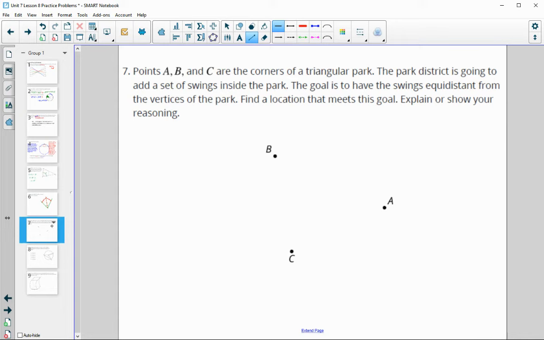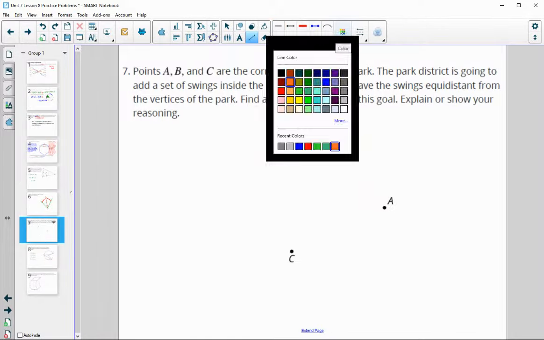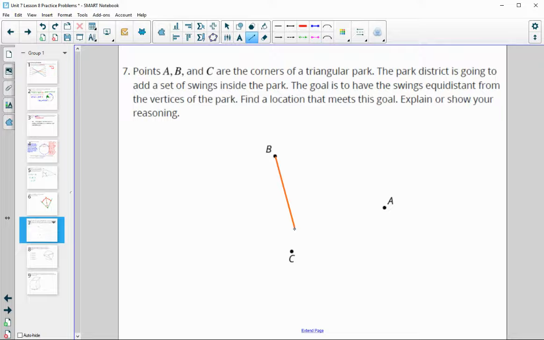Number 7, points A, B, and C are the corners of a triangular park. The park district is going to add a set of swings inside the park. The goal is to have the swings be equidistant from the corners of the park. Find the location that meets this goal. So if we want to be equidistant from the corners of the park, we would want to construct the circumcenter. And that will be the point that's equidistant from all three of these.